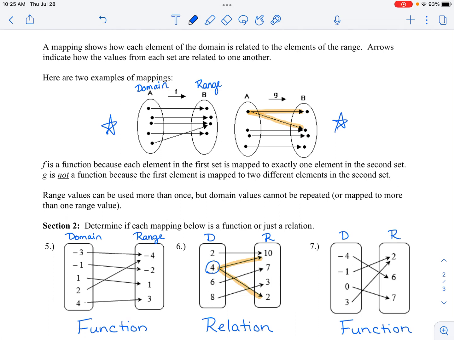All right, the last thing we are going to talk about is another way to tell if we have a relation or a function using graphs.